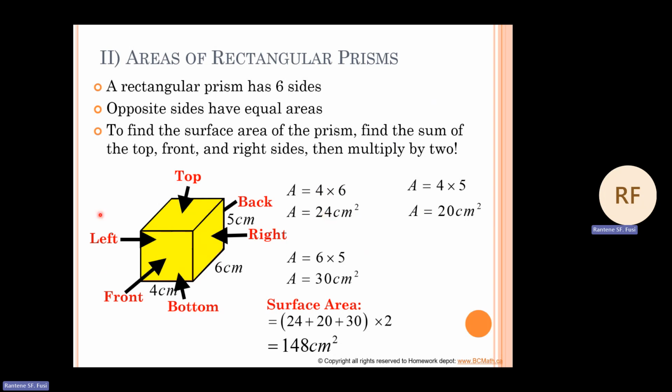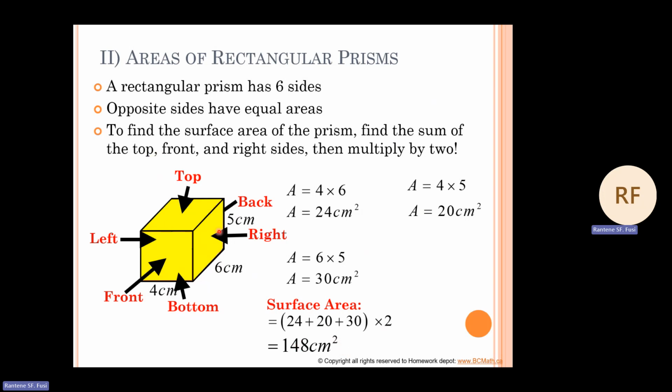Then the surface area of the whole rectangular prism, you're just going to add all of them. In other words, you've got 24 plus 20 plus 30. Here we have added, multiplied by 2. Why? Because you've got the front and the back, right and left, top and bottom. That is why you multiply by 2 here, because the opposite sides have equal areas. If you add the total here and multiply by 2, it will give you 148 centimeters squared. Don't forget that the unit must always be squared because we are dealing with area here.